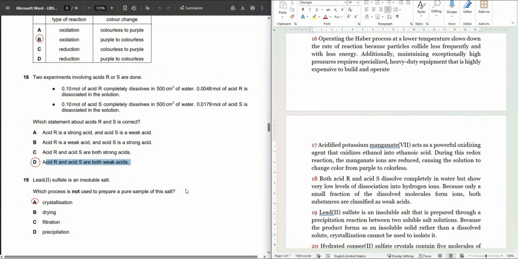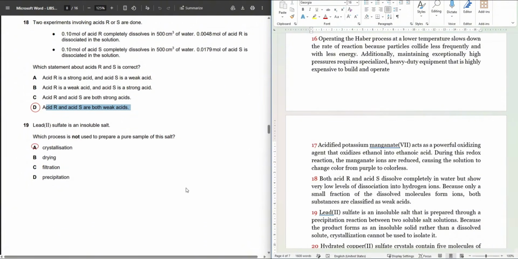All right, now let's move on to our next question, question number 19. It says lead(II) sulfate is an insoluble salt. So which process is not used to prepare a pure sample of this salt? Okay, so we have the methods given: option A crystallization, option B drying, option C filtration, and option D precipitation. Our answer choice is crystallization.